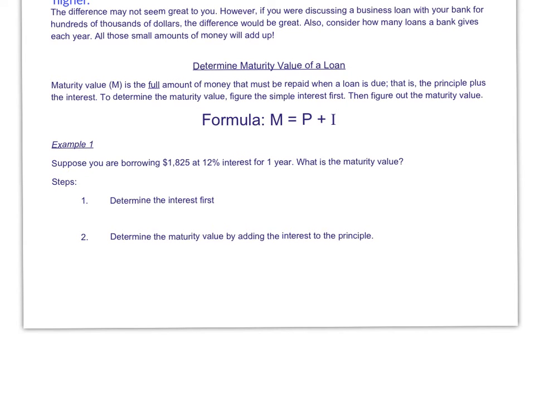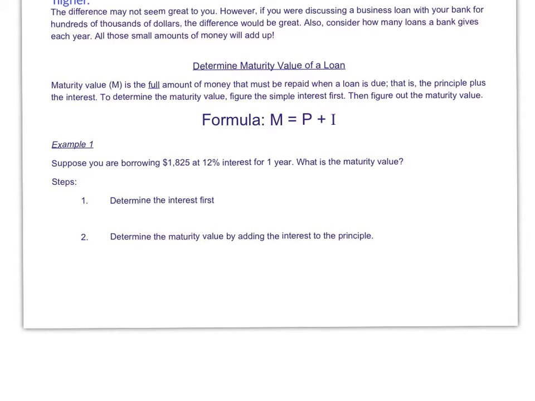Okay, next we're going to look at how we determine maturity value of a loan. So maturity value, M, is the full amount of money that must be repaid when a loan is due. That is the principal plus the interest. To determine the maturity value, figure the simple interest first, and then you figure out the maturity value. So the formula for the maturity value is the principal plus the interest. That makes sense. So how much we took out to begin with, and then add on all the interest that we're going to have to pay back.